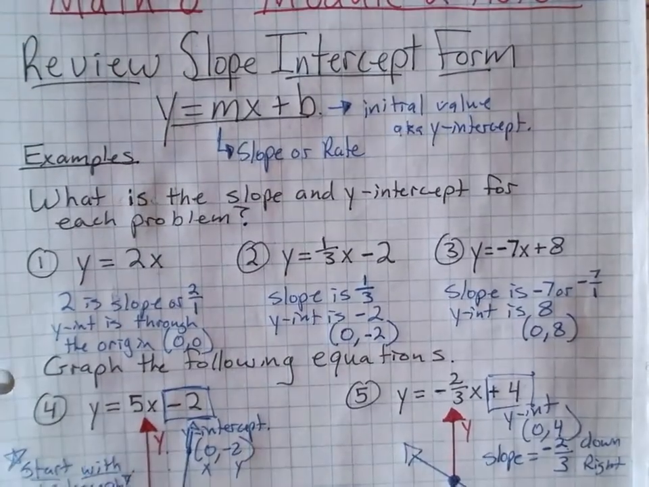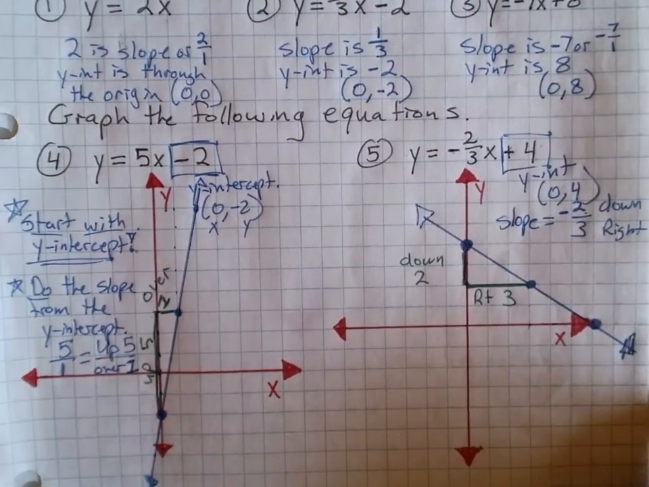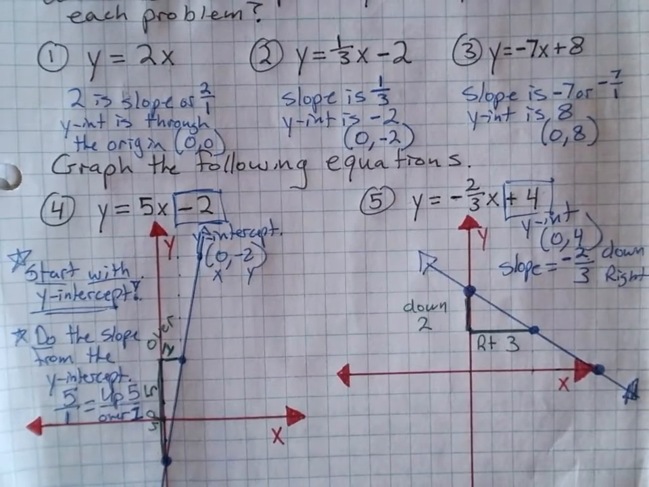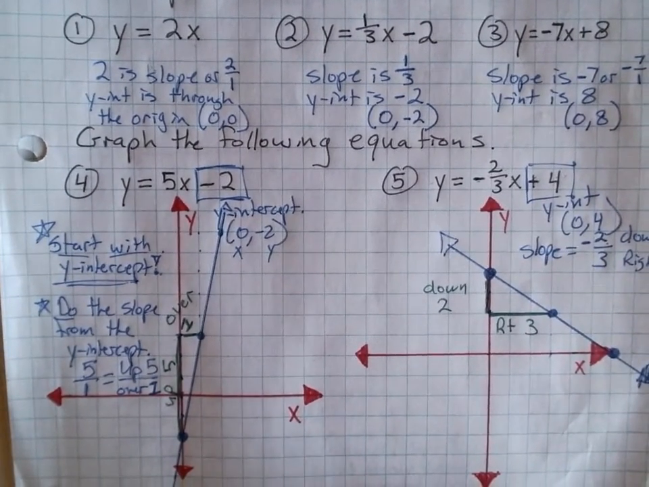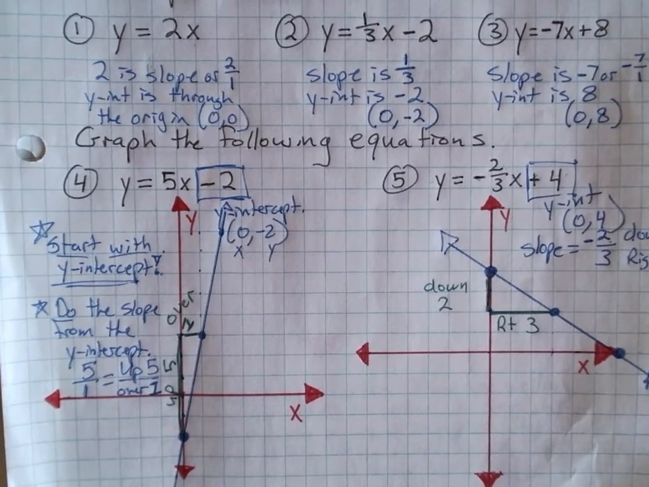Okay, now, the next part of your Khan Academy work is to graph equations, okay? So again, graphing them, we want to think about y equals mx plus b, and you start with the y-intercept. So the first one we're going to graph is y equals 5x minus 2. Start with the y-intercept. I need a starting point, right?